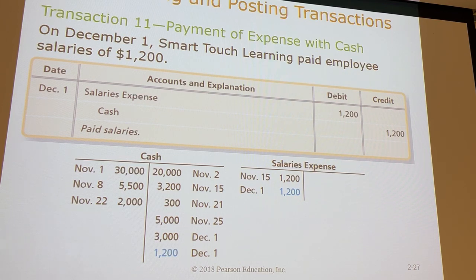Okay, then on December 1st, Smart Touch Learning paid employee salaries of $1,200. So we said before, expense accounts go up with a debit, so we debit salaries expense $1,200. Cash is going to go down with a credit, so we credit cash for $1,200. Then we find the T accounts in the ledger and post those amounts to the cash account and to the salaries expense account.